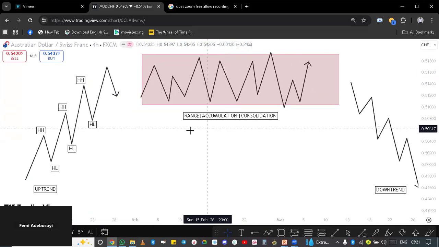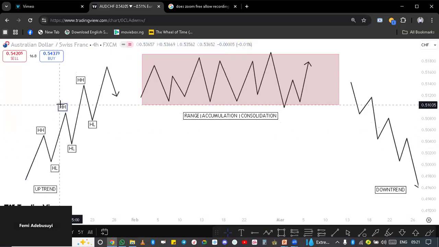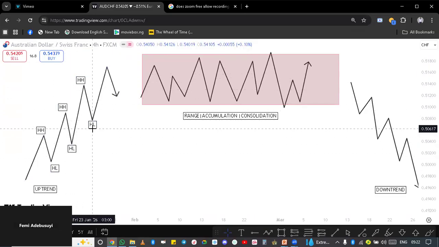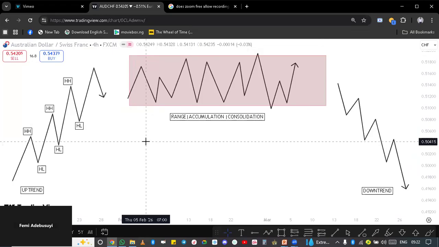So in an uptrend where we'll have higher highs, higher lows, higher highs, higher lows, higher highs, higher lows, that is a pointer to tell us, oh guys, we should look for opportunities for us to buy in this kind of market.